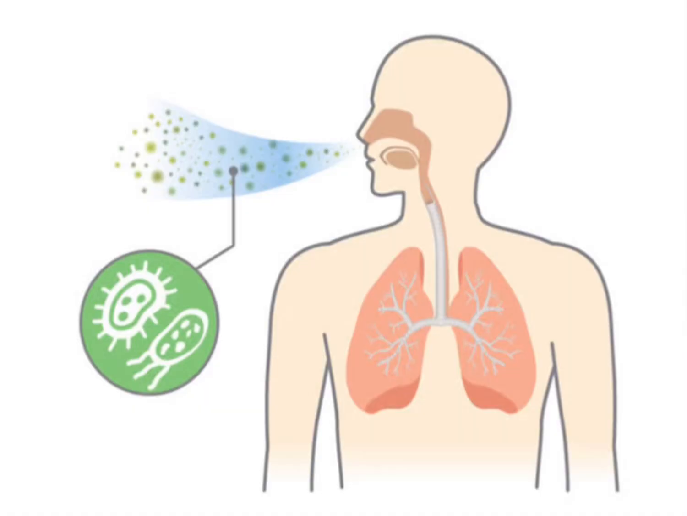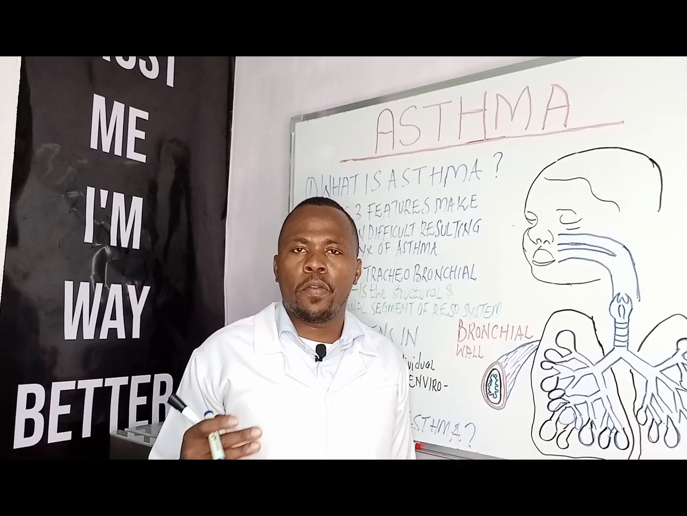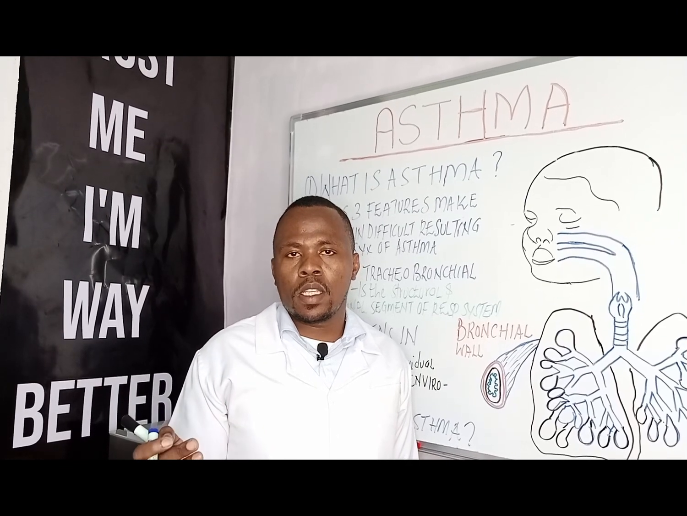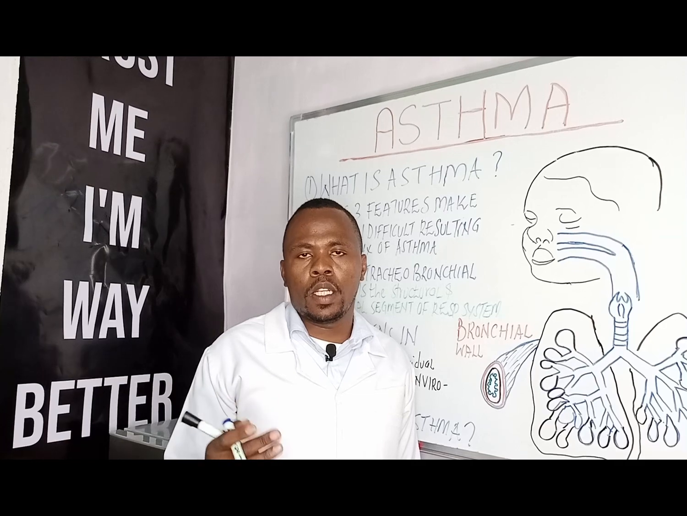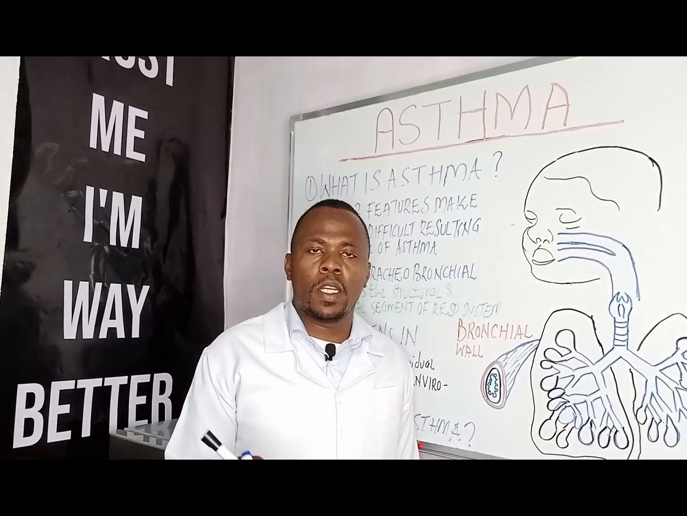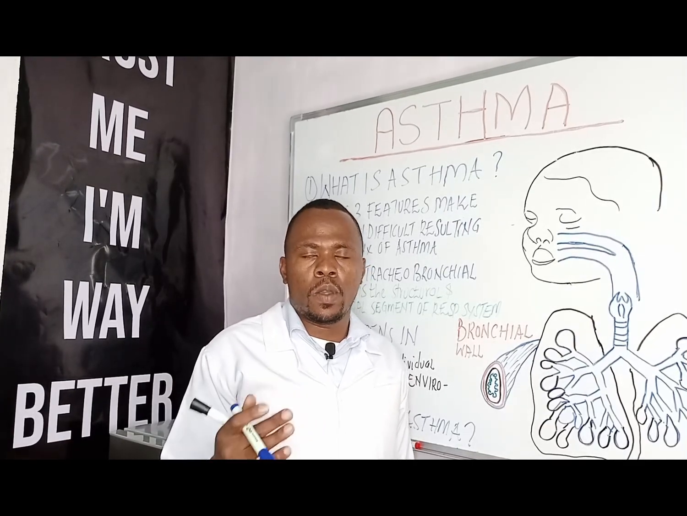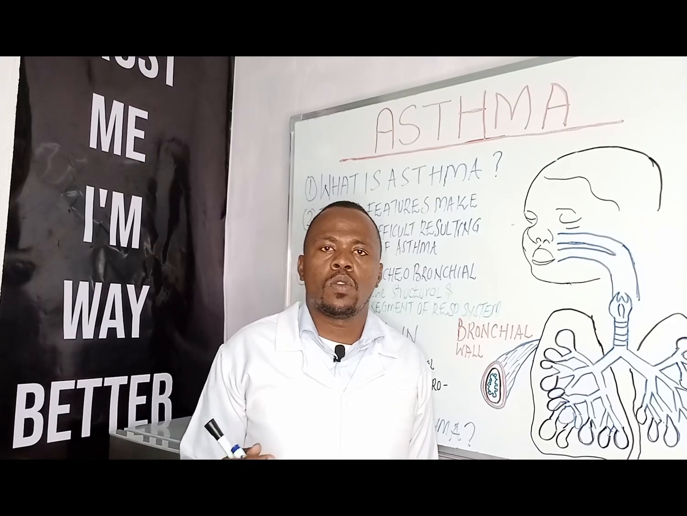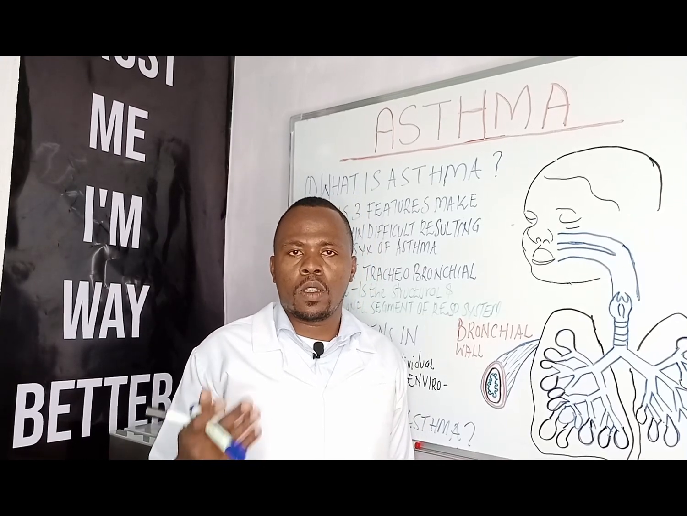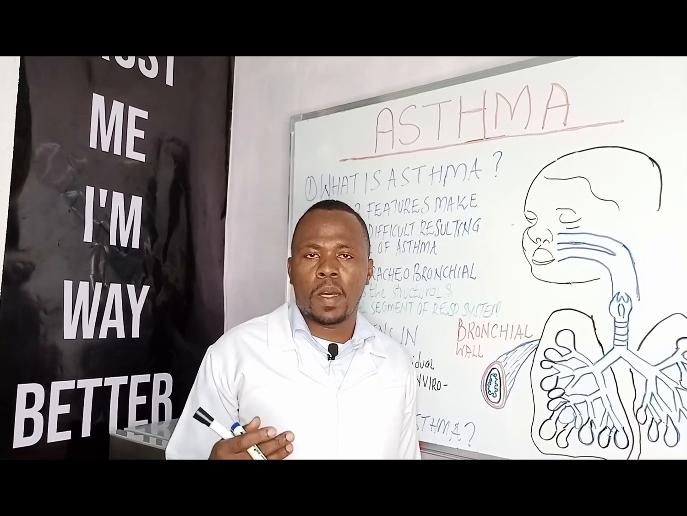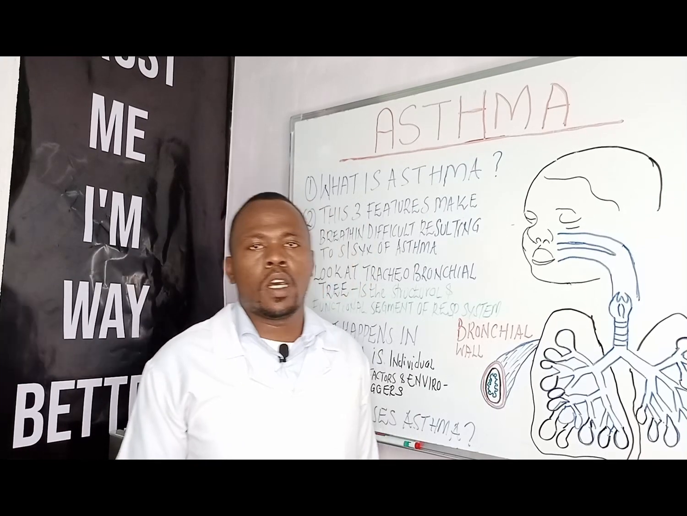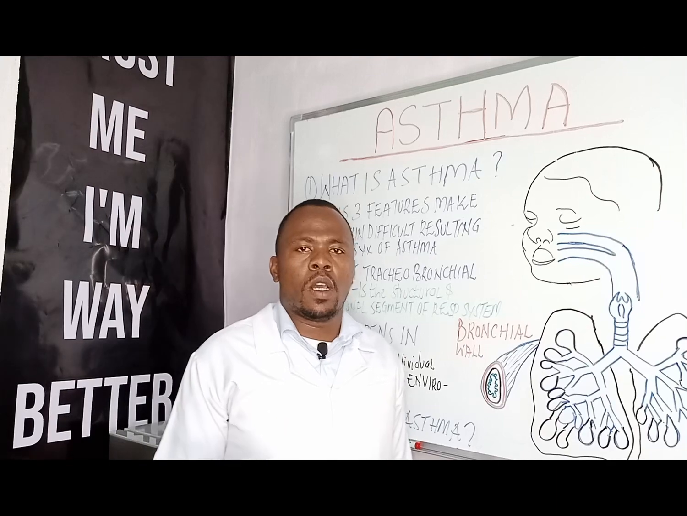We also have dust mites. Dust mites are microscopic insects that usually feed on dead skin cells. These dust mites usually hide within your pillows, beddings, mattresses, and within the furniture in your house. So patients that have asthma can have an asthmatic attack if they inhale those dust mites.